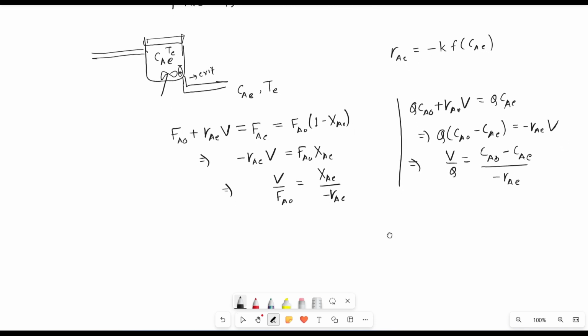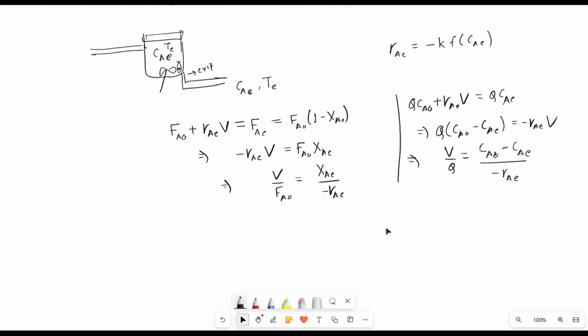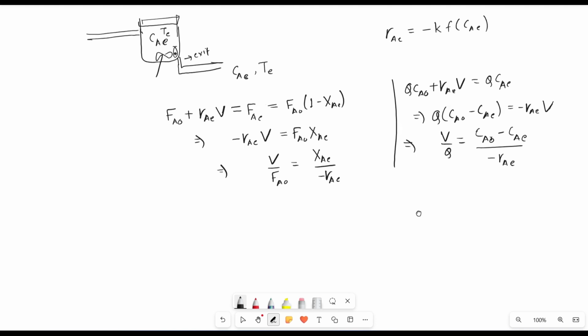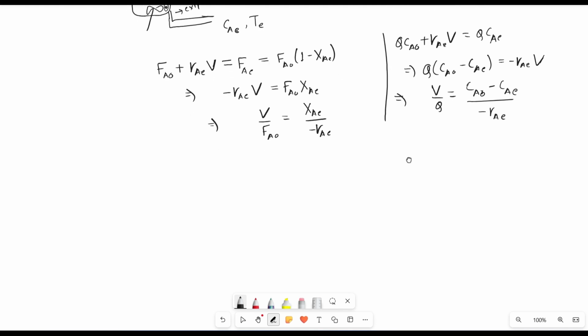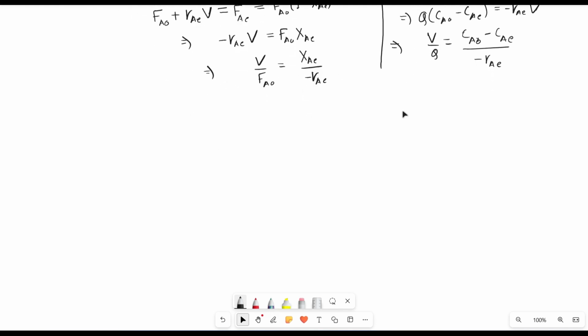For first order, it is easy to derive the exit concentration. So this is the mixed flow reactor example. Another reactor case is called the PFR, or plug flow reactor.